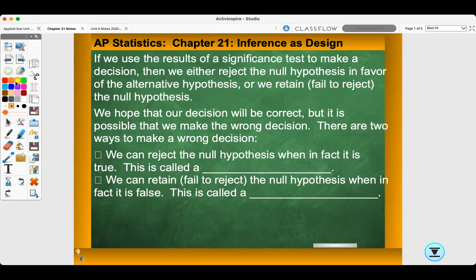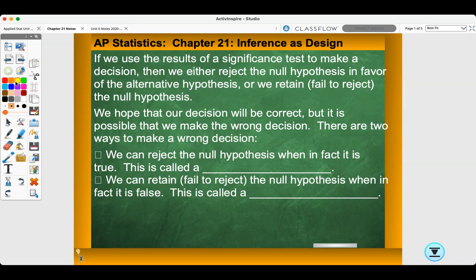Today we're going to go over Chapter 21, Inference as Design. If we use the results of a significance test to make a decision, then we either reject the null hypothesis in favor of the alternative hypothesis, or we fail to reject the null hypothesis. We hope that our decision will be correct, but it is possible that we make the wrong decision. There are two ways to make a wrong decision.